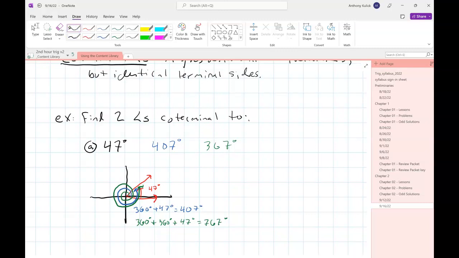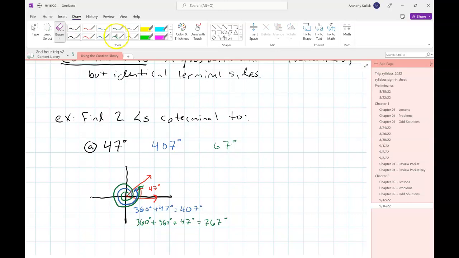Are these the only two coterminal angles I could have found? No, I could keep on going, right? Doing 3 rotations, 4 rotations, 5 rotations, etc. Or what else could I have done? I could have gone backwards, by doing a backwards rotation, negative 360, etc.